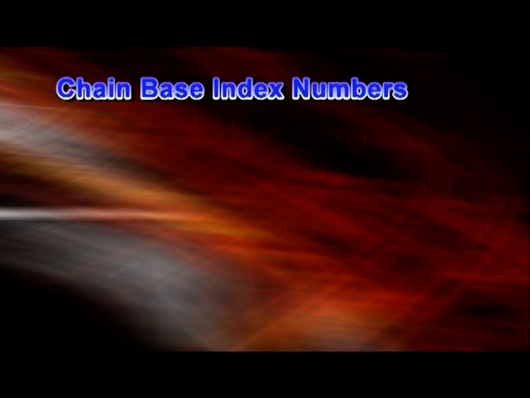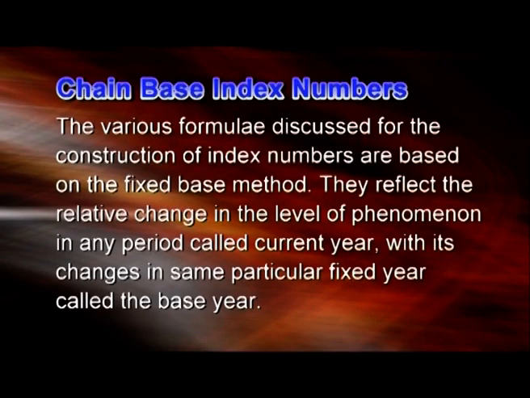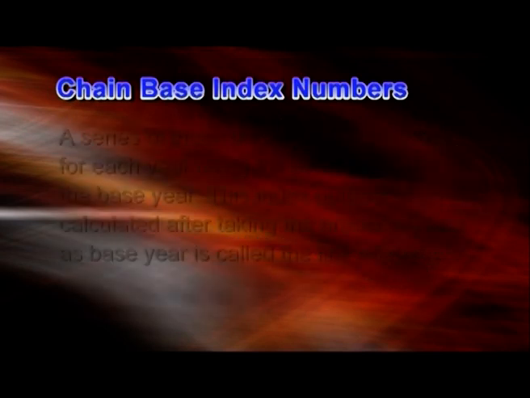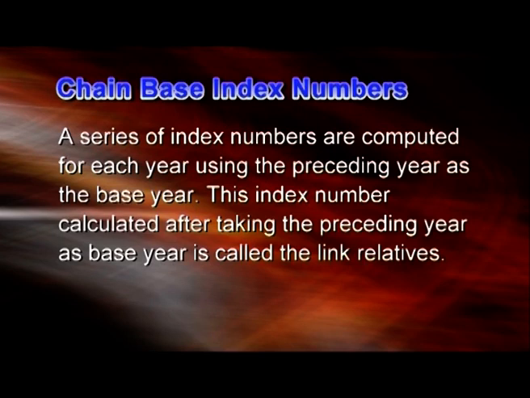Chain-based index numbers. The various formulae discussed for the construction of index numbers are based on the fixed base method. They reflect the relative change in the level of a phenomenon in any period, called current year, with its changes in the same particular fixed year called the base year. A series of index numbers is computed for each year using the preceding year as the base year. This index number, calculated after taking the preceding year as base year, is called the link relatives.